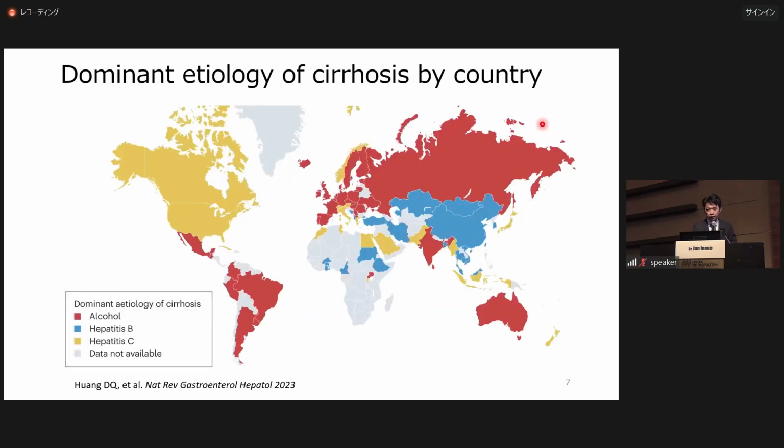This map shows the dominant etiology of cirrhosis by country. The red country is alcohol-dominant country. South America and major part of Europe is alcohol-dominant. And blue country is hepatitis B dominant, main part of Asia and Africa. And the yellow part is hepatitis C dominant, North America and some part of Europe, Africa, and some part of Asia, including Japan.